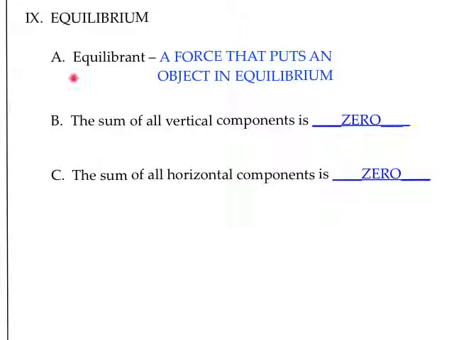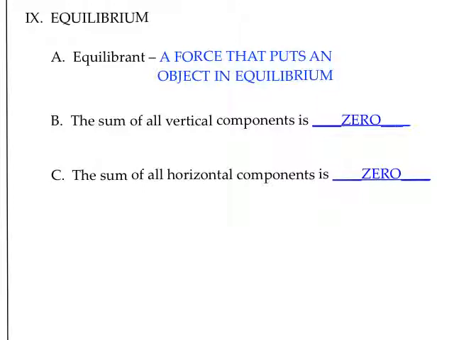Our last section is on equilibrium. You first have a definition of an equilibrant. That is a force that puts an object in equilibrium. And when we're talking about an object being in equilibrium, the most common case would be for all of your forces to cancel each other out so that your object is not moving.